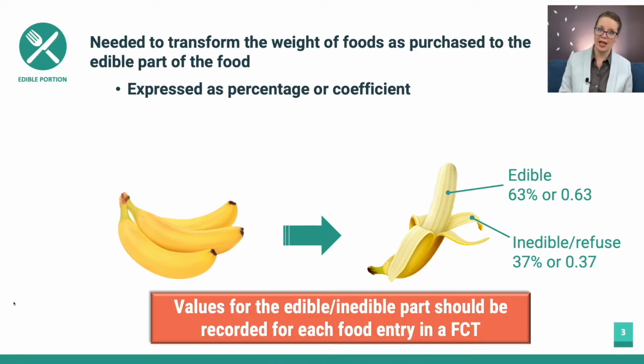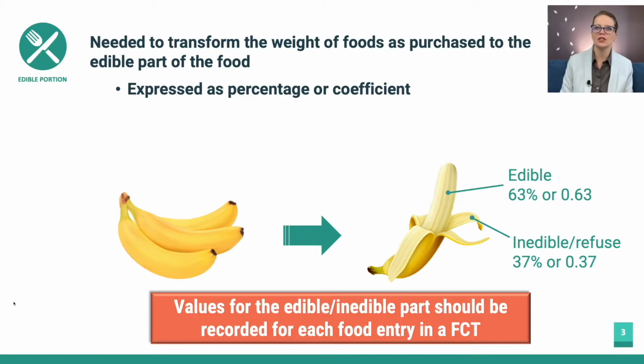The values for the edible or for the inedible part should always be recorded for each food entry in a food composition table. And of course, if we have one of these two values, we can calculate the other. If the edible part is expressed as a percentage, we can calculate the inedible part by calculating 100 less the edible portion. And if it's presented as a coefficient, we should calculate it as 1 less the edible part. We will have the inedible portion.